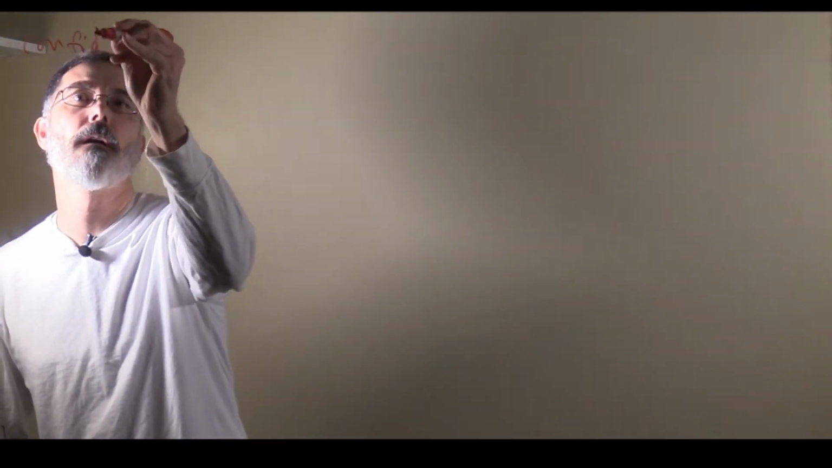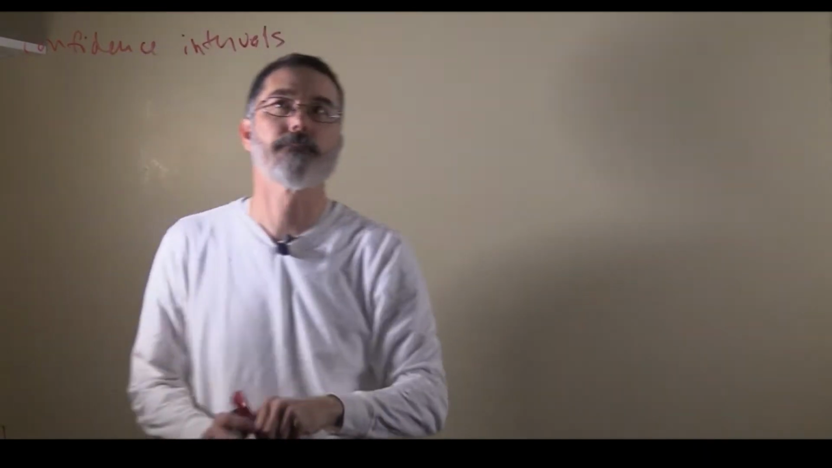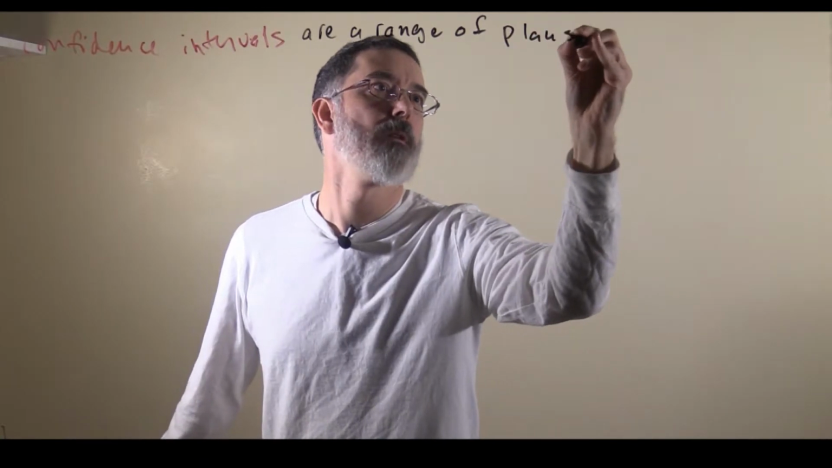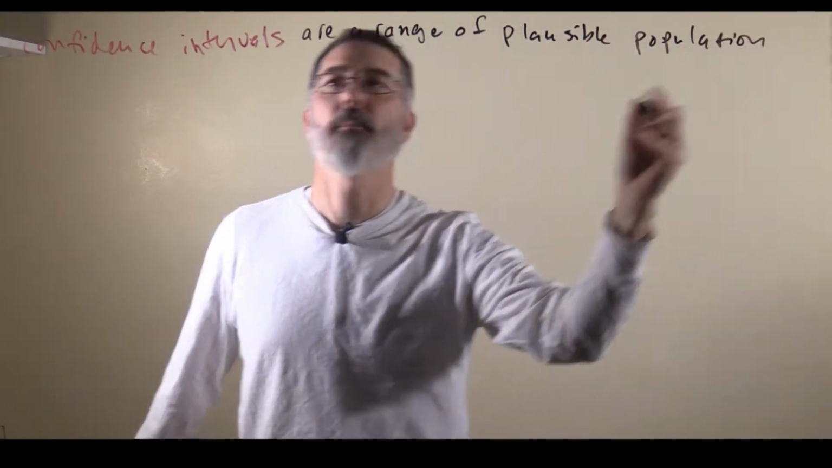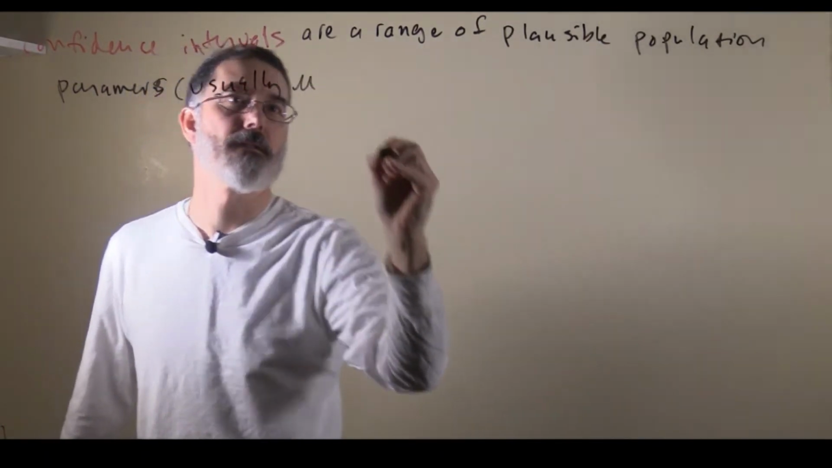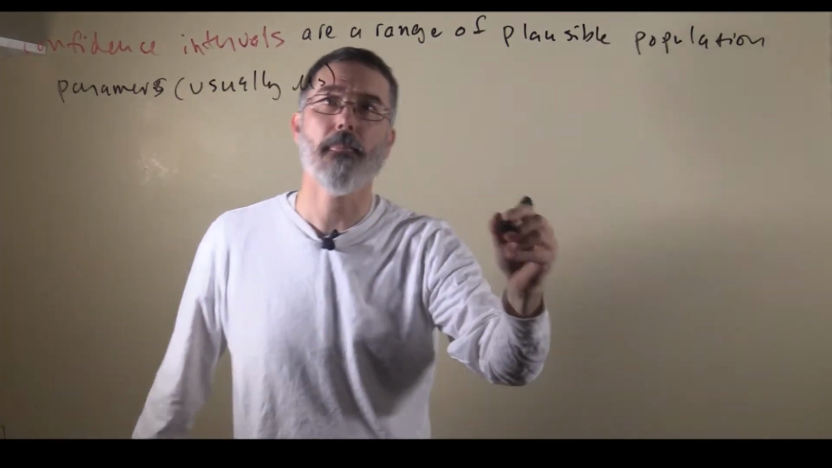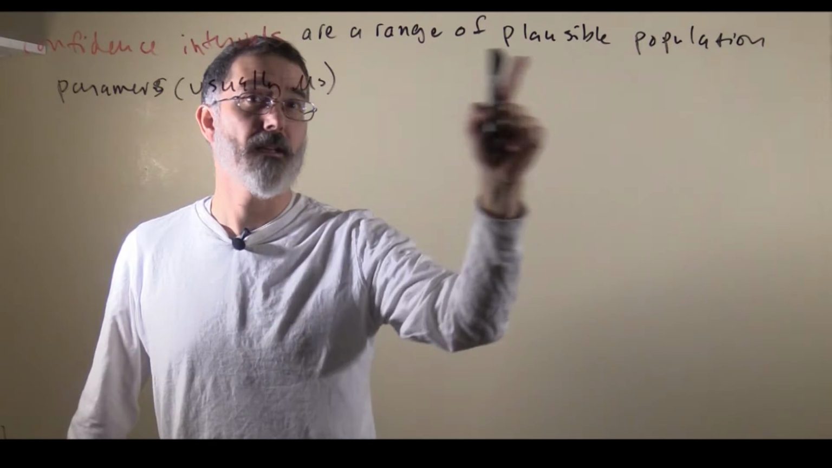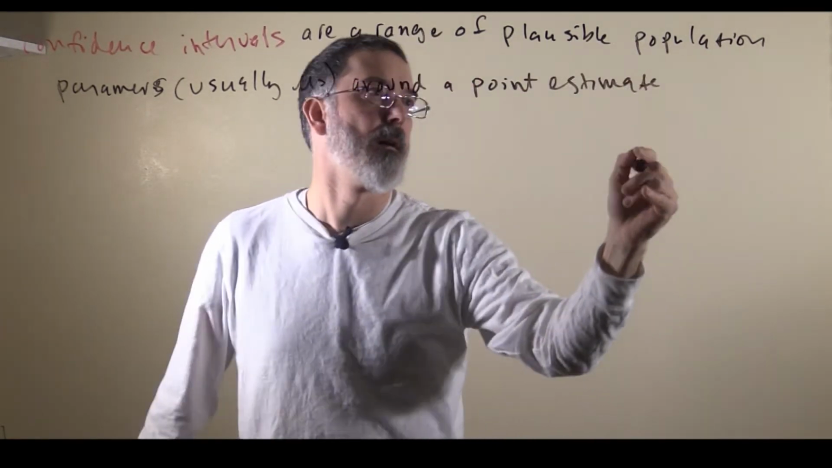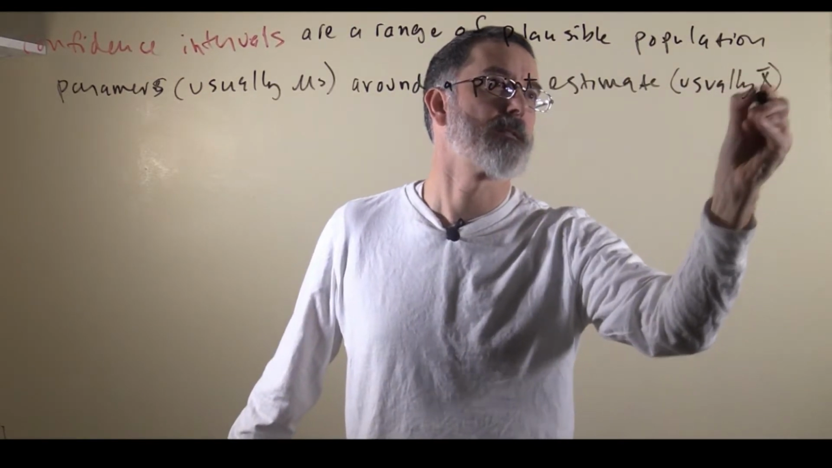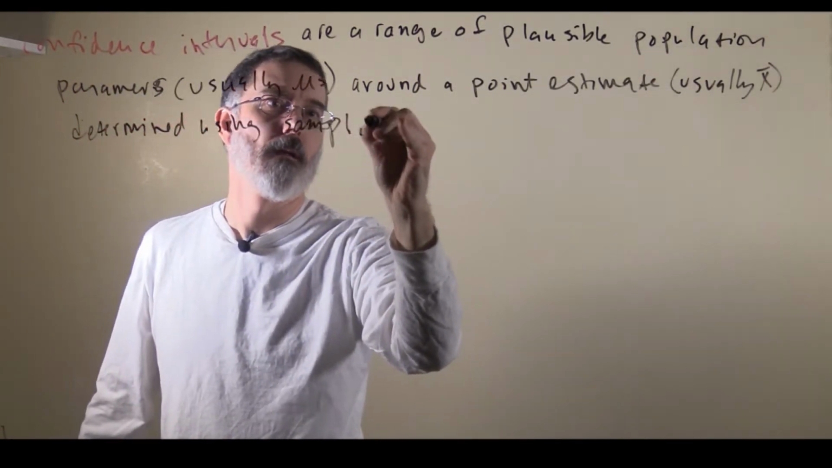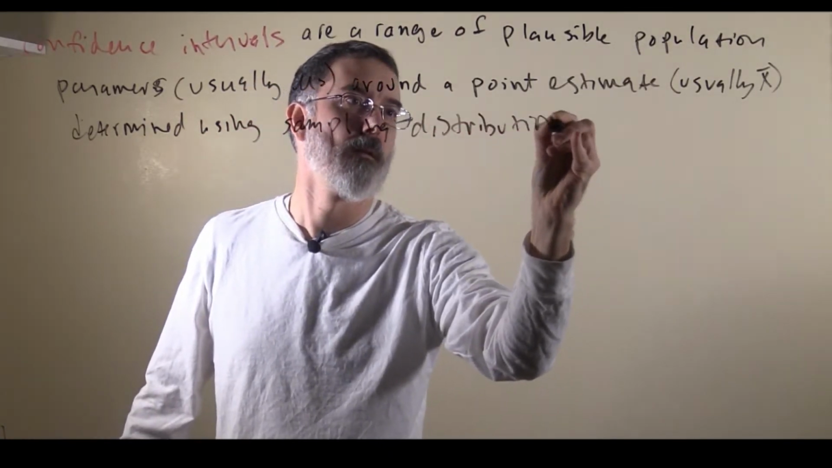Confidence intervals are a range of plausible population parameters, usually population means for us psychologists, a range of plausible population means around a point estimate, and usually in psychology it's a sample mean, determined using the logic of sampling distribution.